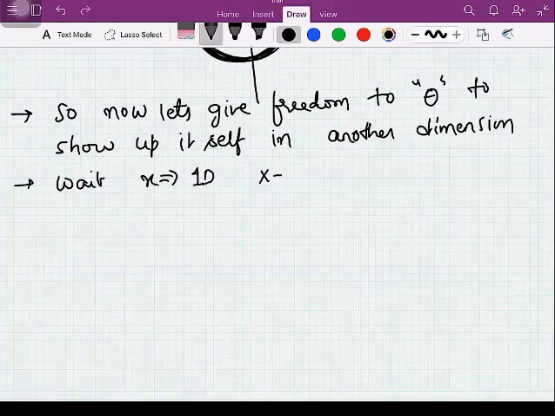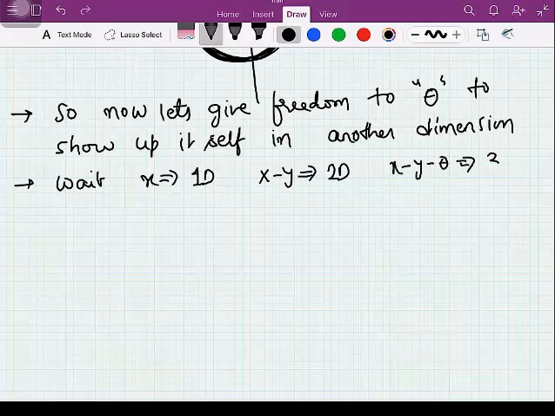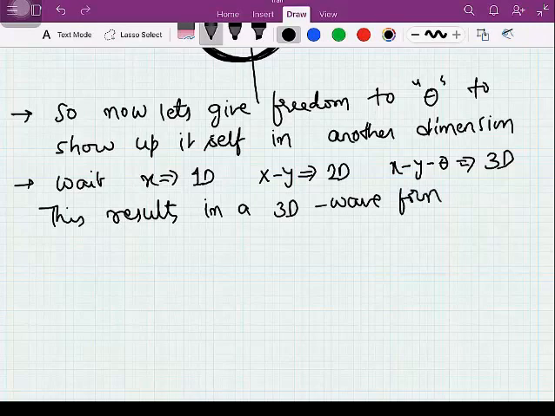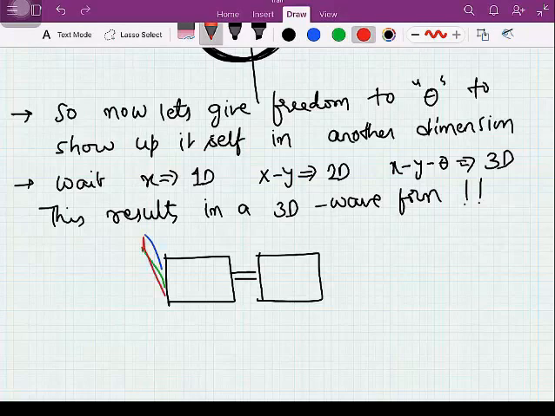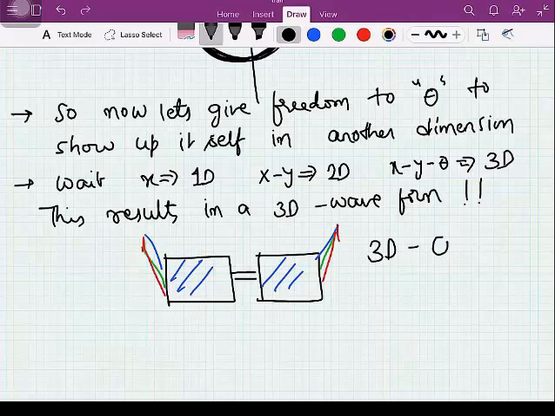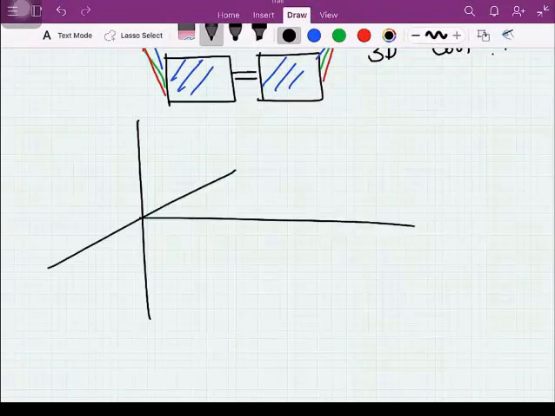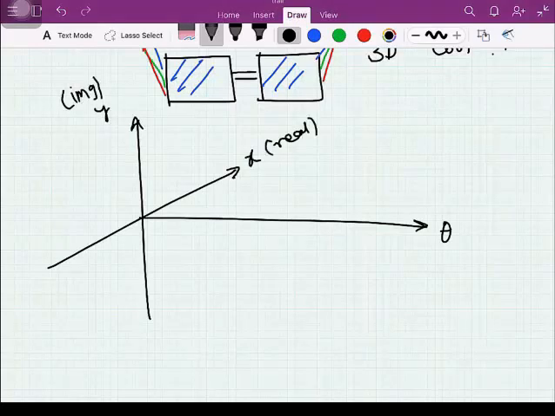Here we are getting into 3D by adding a dimension for theta. We are putting theta on the z-axis, so this results in a 3D waveform. Right? 3D will always be awesome, right? So this will be cool. Let's see how e^(iθ) will look in 3D. Let us take a right-handed coordinate system, in which x is the real part and y is the imaginary part, and theta will be in the z direction.